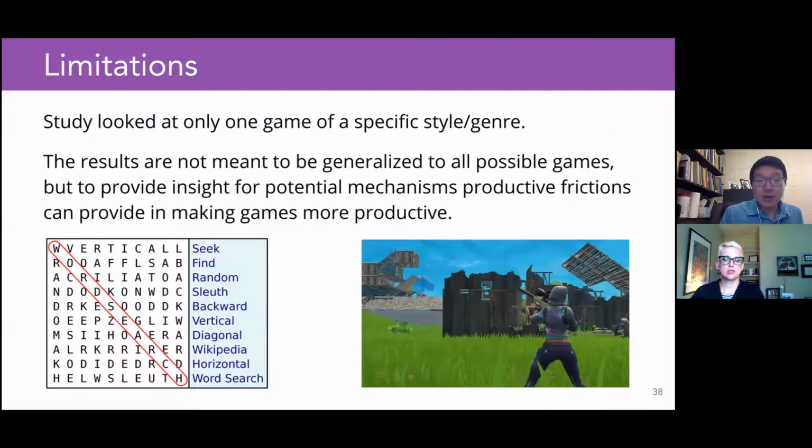And like I mentioned before, this was a specific style of game. It was like a word search game. It was a mobile casual game, but there are lots of different types of video games. And whether or not the outcomes that I found in this study apply to other genres is an open question. And so we could try studying this in other types of games as well.